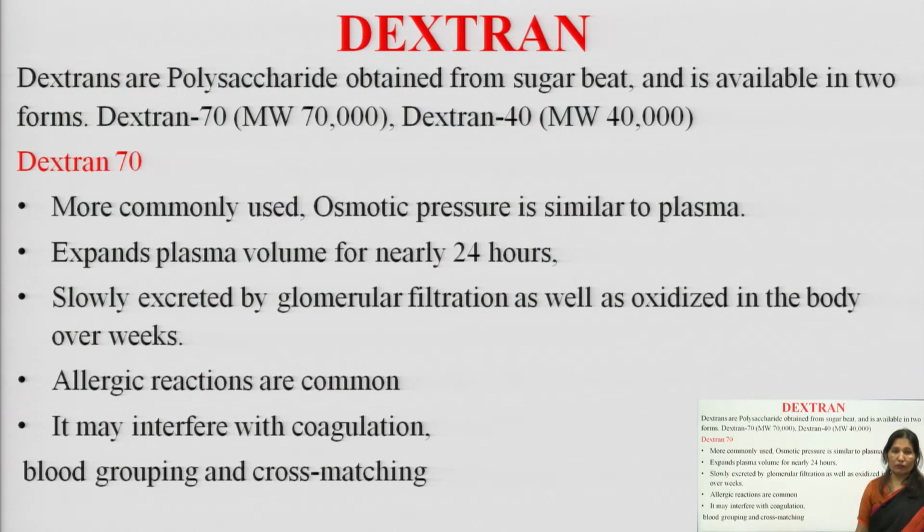These are their disadvantages. First is dextran. Dextrans are polysaccharides obtained from sugar beet and are available in two forms: dextran 70 with molecular weight 70,000, and dextran 40 with molecular weight 40,000. Dextran 70 is the more commonly used colloid; its osmotic pressure is similar to plasma.